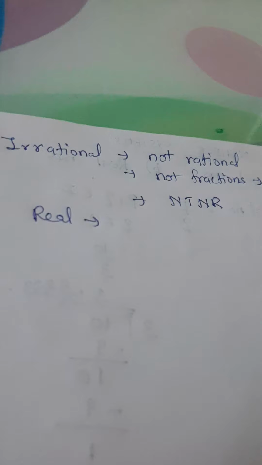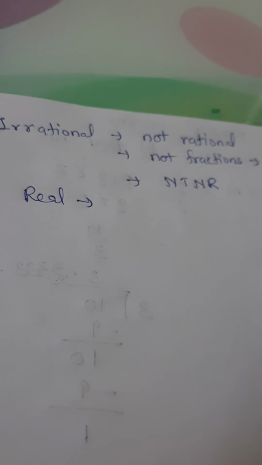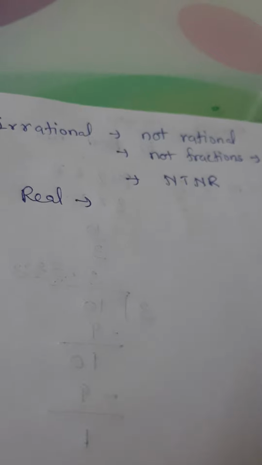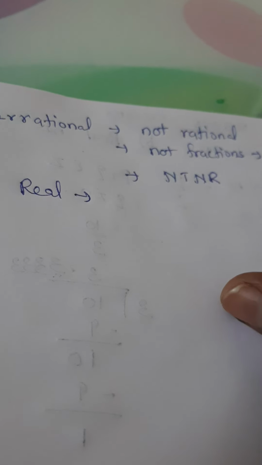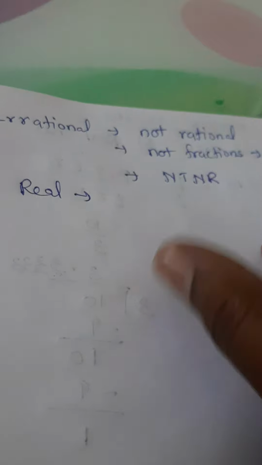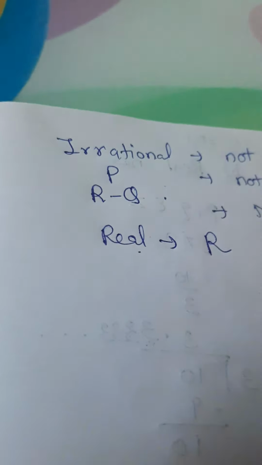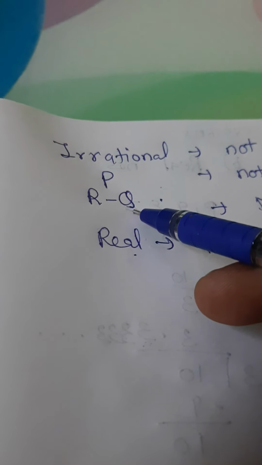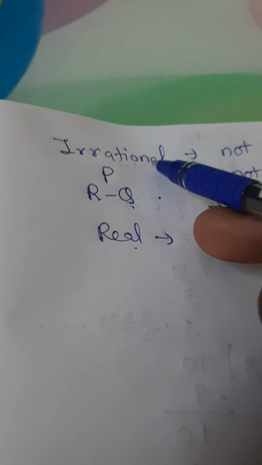Okay. So what are real numbers then? Real numbers are the combined set of rational as well as irrational numbers. So rational numbers and irrational numbers together form real numbers. The real numbers are denoted by capital R. Rational numbers are denoted by capital Q. And irrational numbers are denoted by capital P or sometimes as R minus Q. That is, the set of real numbers minus the set of rational numbers will give you the set of irrational numbers.